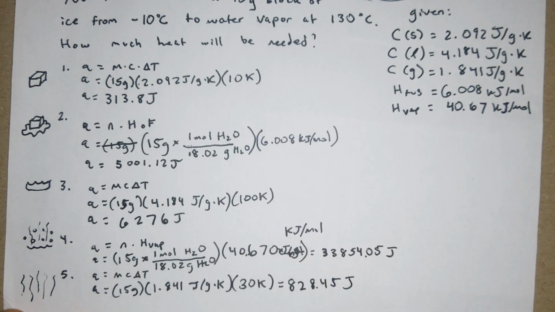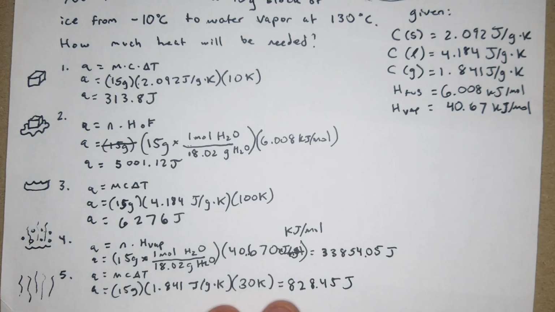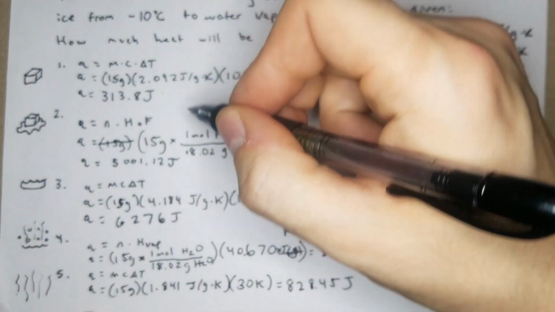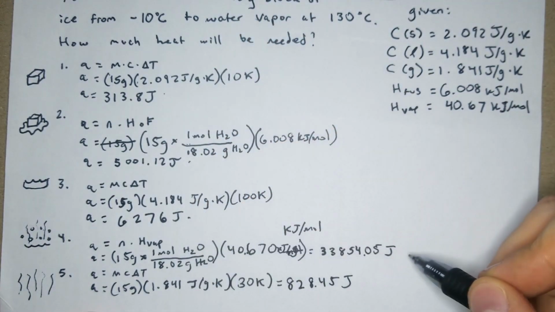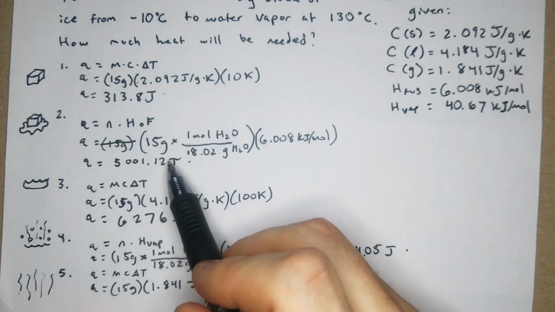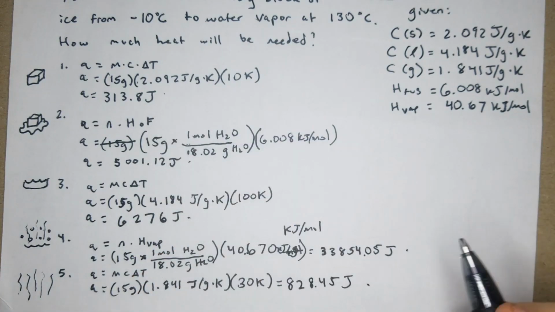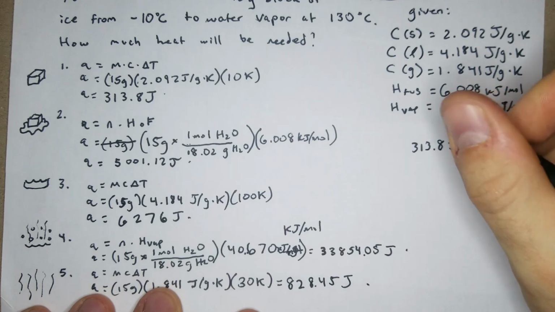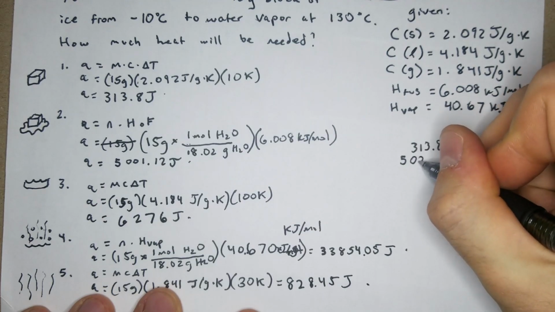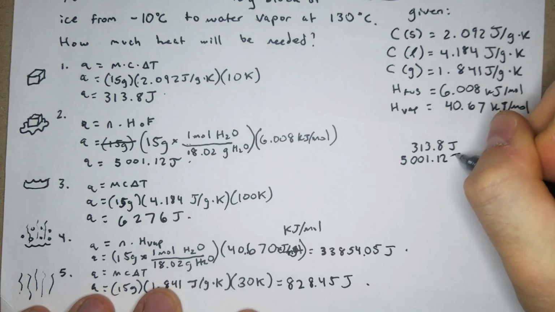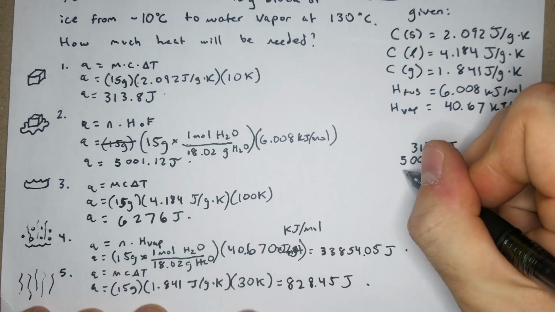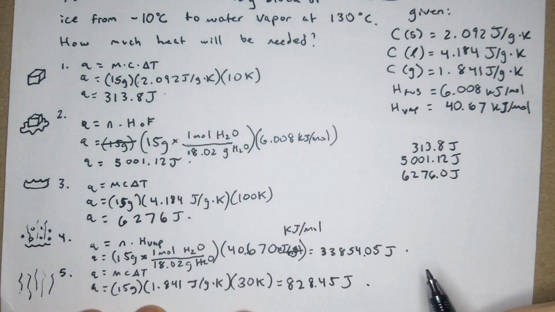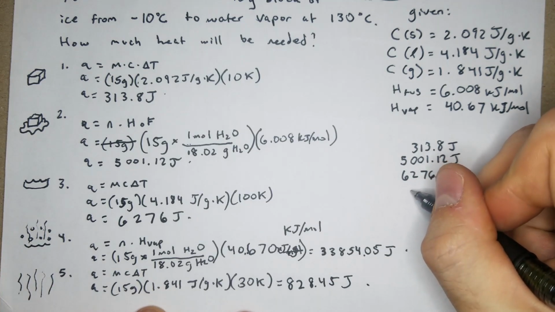828.45 joules. Now we're going to obviously get the sum of this to find our final answer, and we have 5 of these. So we're looking at here, here, here, here, and here. We have joules, joules, joules, joules, and joules. So let's just add these up. So we have 313.8 joules. We have 5,001.12 joules. We have 6276.